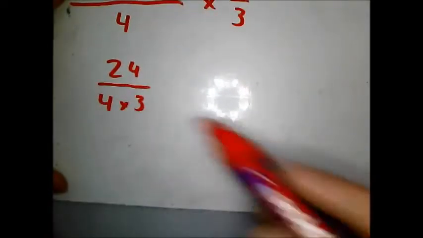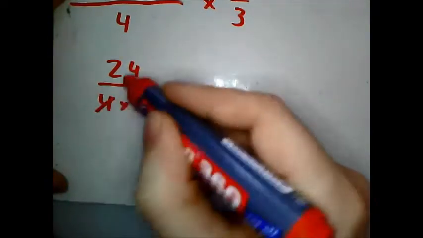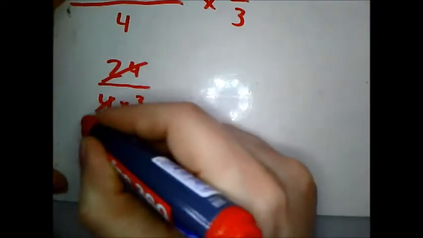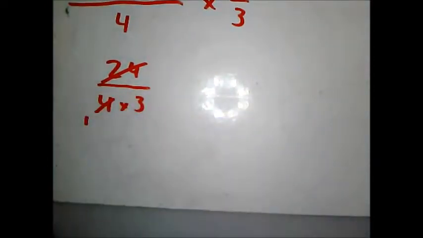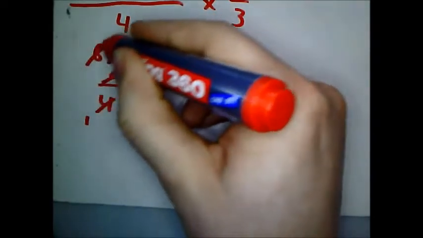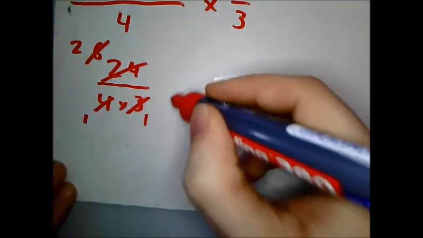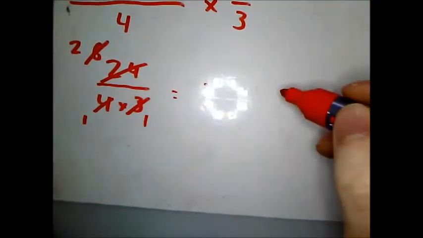Okay, I've got a common factor here. So that becomes 1, and that becomes 6. And I've got another factor here, so divide those by 3, so that becomes 2 and 1, so my answer becomes 2.